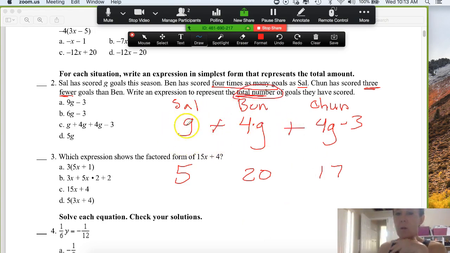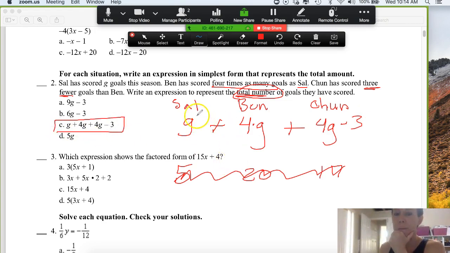Okay. So G plus 4G plus 4G minus 3. You added them up. And then if you want to simplify this, here it is, G plus 4G plus 4G minus 3. You could simplify this. 1G plus 4G's is 5G's. 5G's plus 4 more G's is 9G's. So 9G's minus 3 would also be a correct expression. So if I wrote G plus 4G plus 4G minus 3, this would be correct. This would be the simplified form of that.